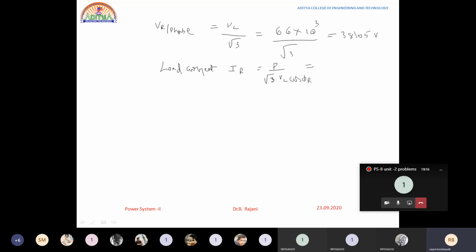Now finally, this is equal to, how much is this? 20 megawatts they had given you, 20 into 10 to the power of 6, by root 3 into VL. How much had you been given? 66 into 10 cube. That into cos phi, how much had he given? He had not given 0.8. Here he had given you 0.9. All of you make a note of it. Here the power factor cos phi r he had given you as 0.9.